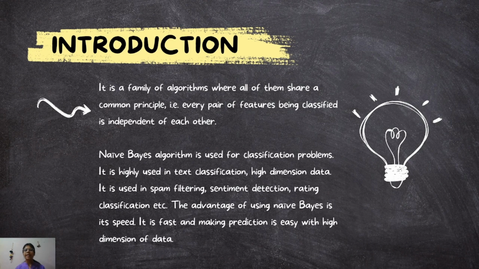So the naive Bayes algorithm is used for classification problems. It is highly used in text classification and high dimensional data. It is used in spam filtering, sentiment detection, rating classification, etc. The advantage of using naive Bayes is its speed. It is fast, and making predictions is easy with high dimensional data. Basically, the key highlighting point is that it can work well for high dimensional data and it is easy to use. So both work at the same time.